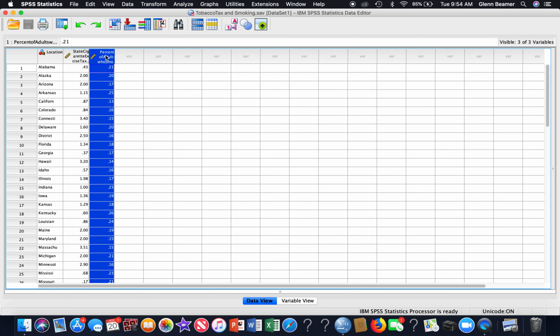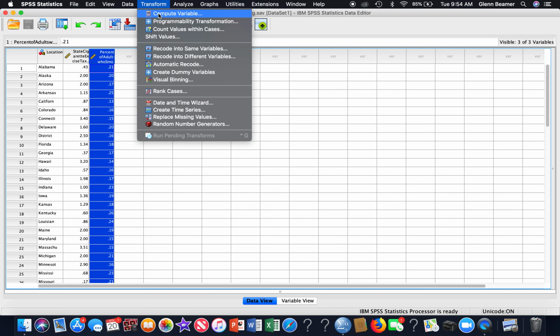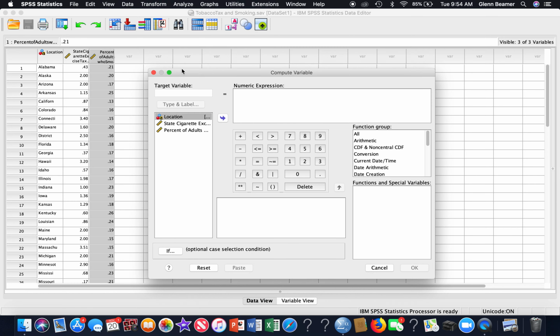And here are the percent of adults who smoke. You'll notice that the percent of adults who smoke is in a proportion and not a percentage, and I'd like it to be in the percentage form. So the first thing I'm going to do is a transformation called compute variable. If you click on Transform, Compute Variable, I'm going to just call it smoke percent like that.